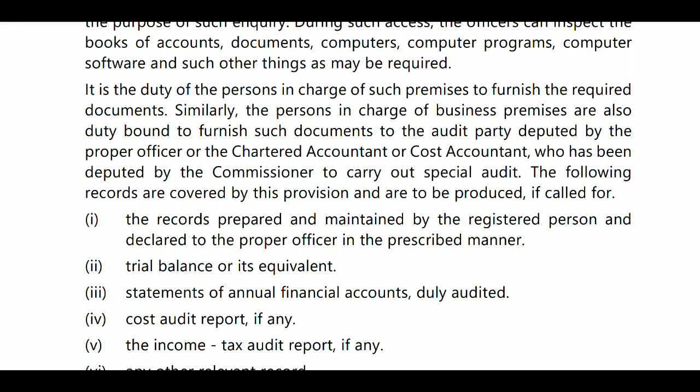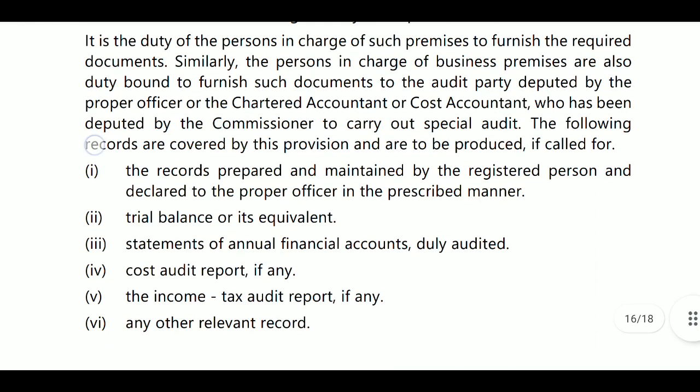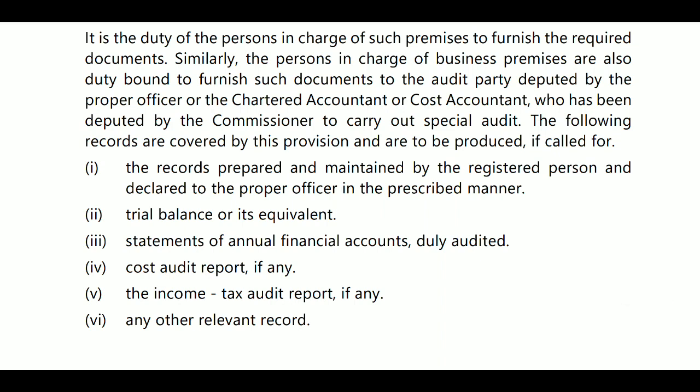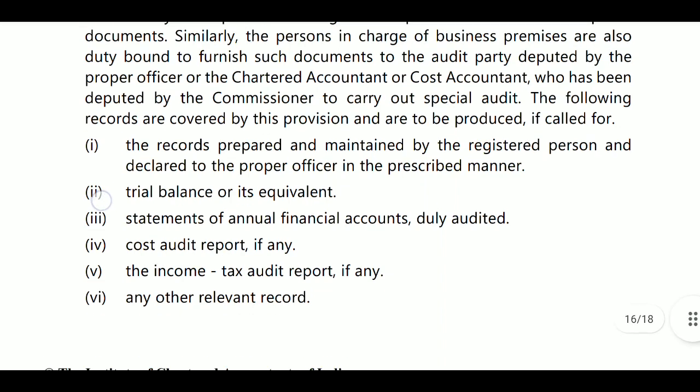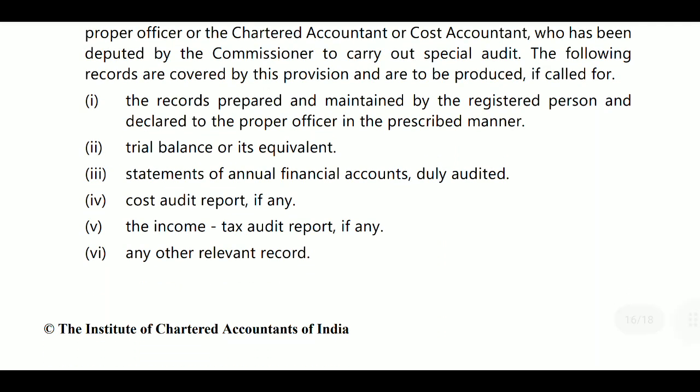Next, what information is required? The following records are covered by this provision and are to be produced if called. What is that information? The records prepared and maintained by the registered person and declared to the proper officer in the prescribed manner. That is, the books prepared and maintained by the registered person are required to be produced in front of the officer.